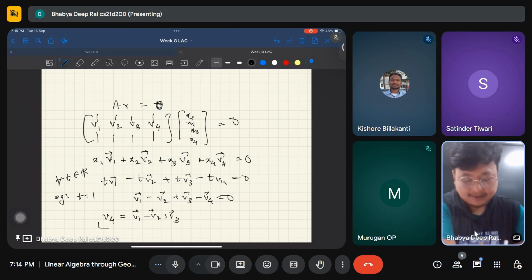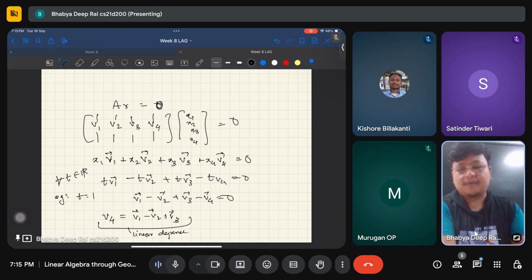Which says what? This is the linear dependence. I can create the vector v4 using v1, v2, v3.